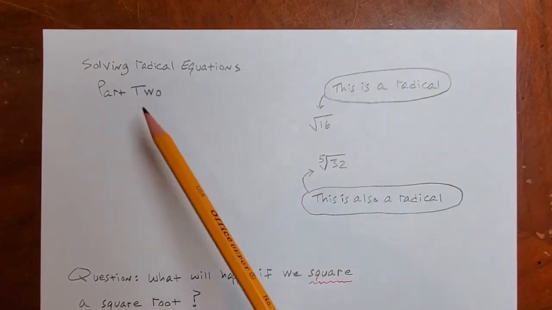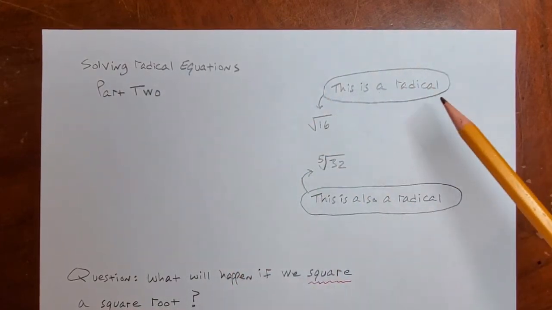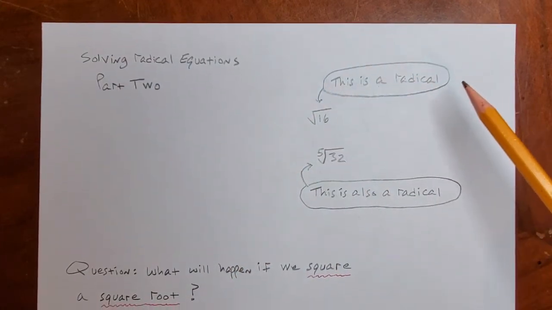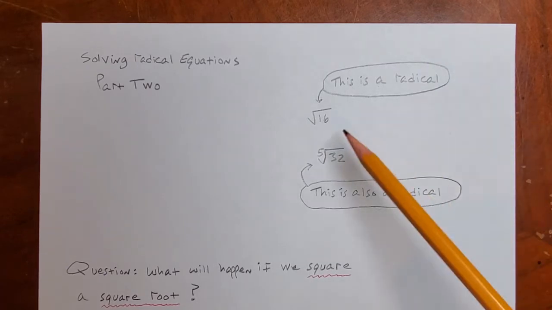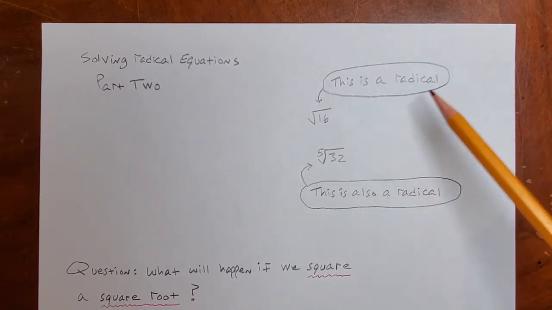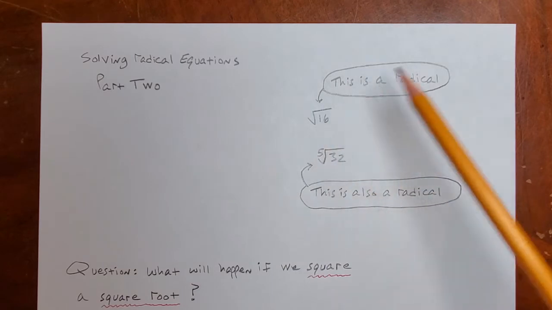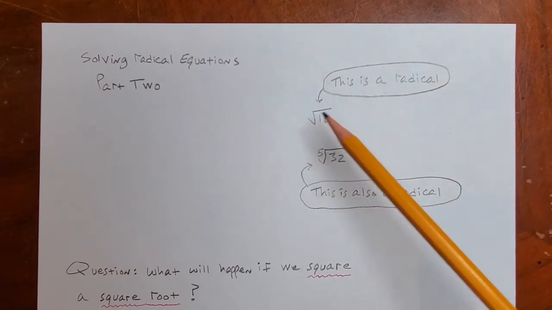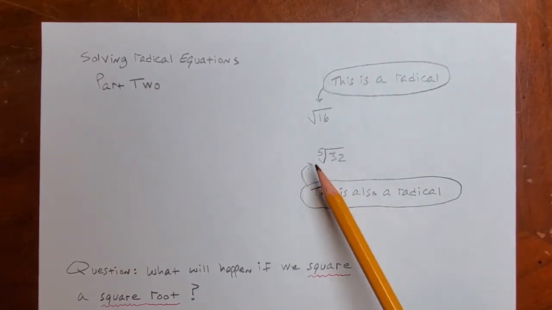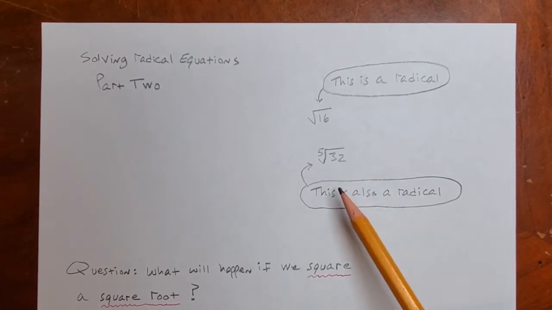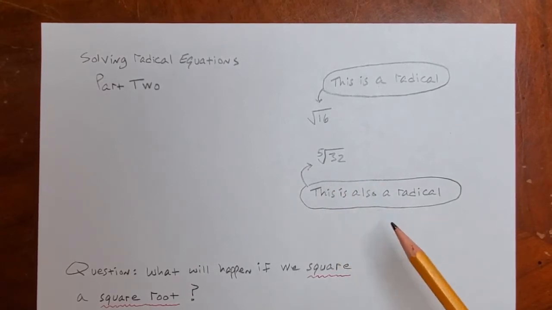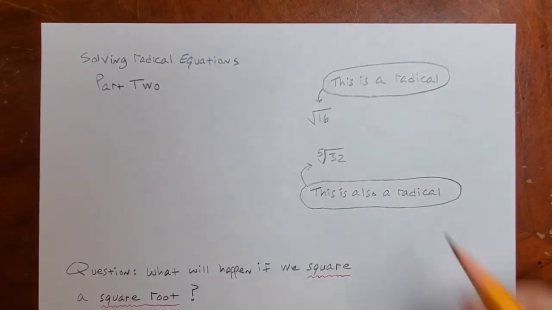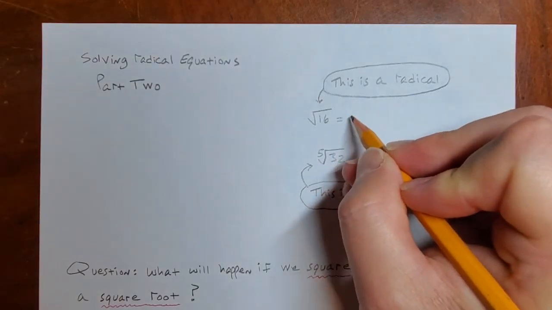So when I say that these are radical equations, the way we use the word in math is that any kind of a root is a radical. Like if I say square root of 16, that square root is a radical. Or if I say the fifth root of 32, that fifth root is also a radical. And then we could go figure these out if we wanted to.